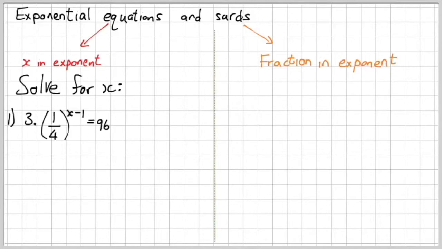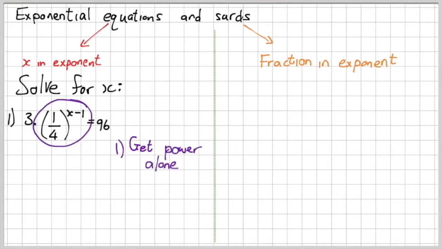Question 1 reads the following. Solve for x: 3 times a quarter to the power of x minus 1 equals 96. Step 1 is always going to be get your power alone. In other words, that a quarter I need to get alone on one side with the power of x minus 1 attached to it. So I'm going to divide both sides by 3, which leads me to have a quarter to the power of x minus 1 equal to 32.